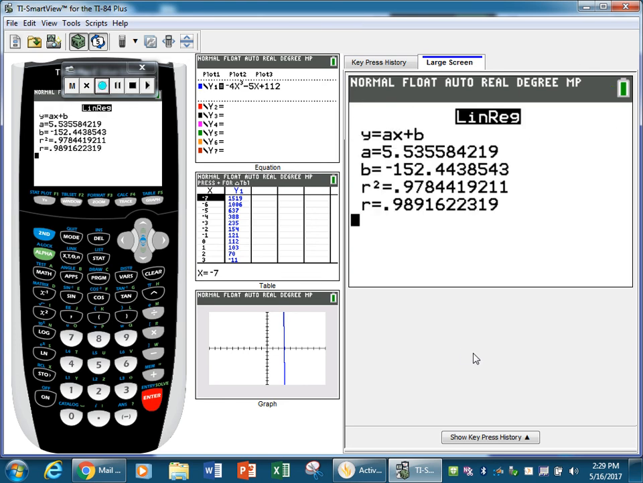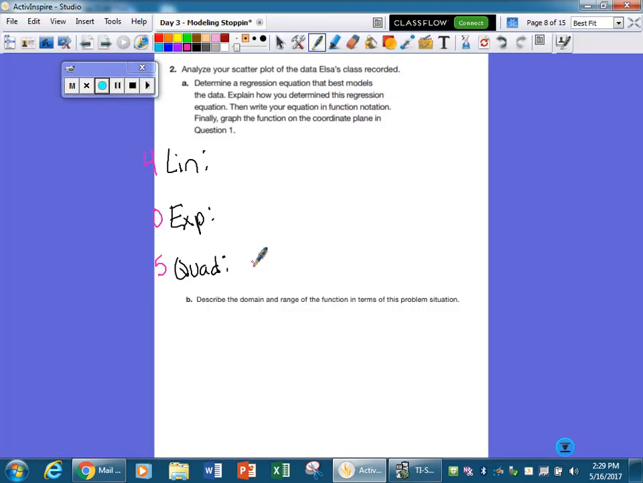So linear. I'm going to write my equation and I'm going to write my r squared value. So again, the linear equations, it tells you the format, ax plus b. So I put my a in, x plus, I substitute my b in, and my r squared. So linear is 5.53x minus 152.44. And the r squared is 0.97. Okay, so that's linear.